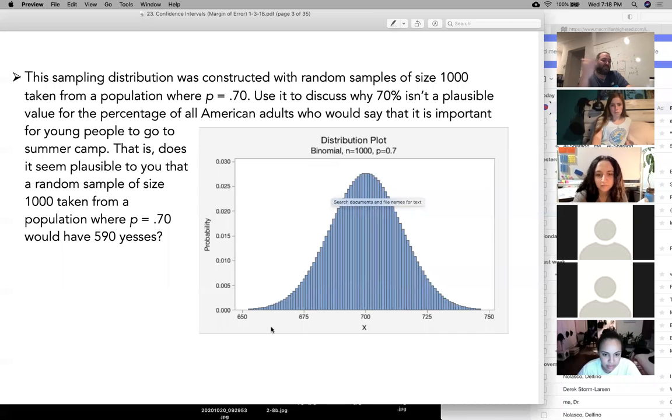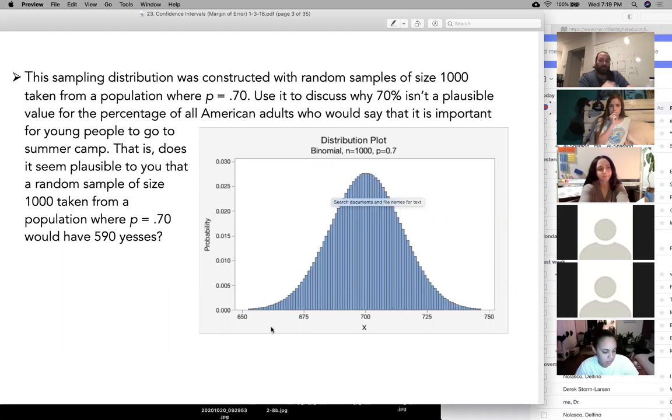So if I was doing this from a significance testing perspective and someone said, I believe P is 0.7, you would say, well, if P was really 0.7, you're not getting 590 successes. Not with a sample of size 1,000. I don't see that happening. Does that make sense? Mm-hmm.